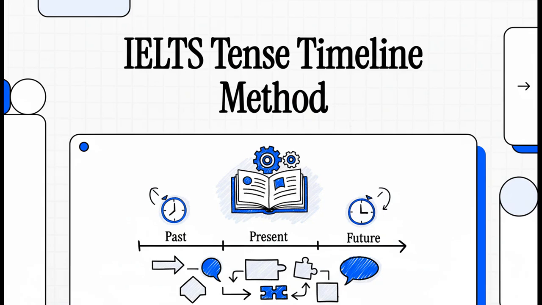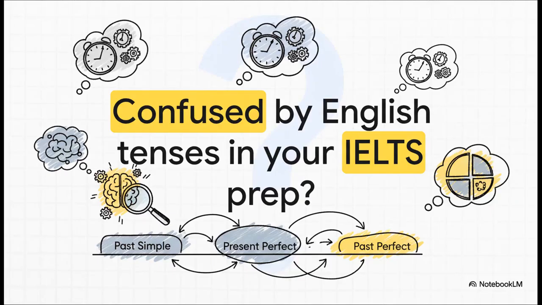If you're gunning for a top score on the IELTS, you already know that English tenses can be an absolute nightmare, right? Get them wrong and you can kiss those precious points goodbye. But what if there was a simple, visual way to get them right every single time? Well, stick around because we're about to break down a method that turns those confusing grammar rules into one simple, straight line. Okay, let's just dive right in.